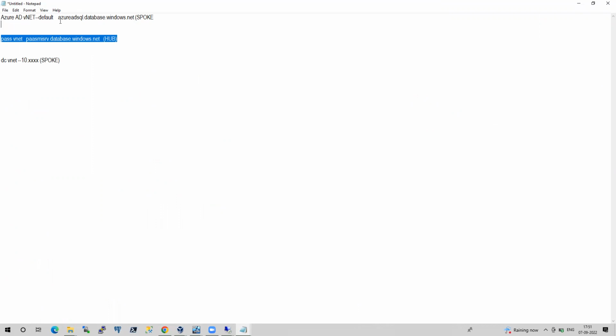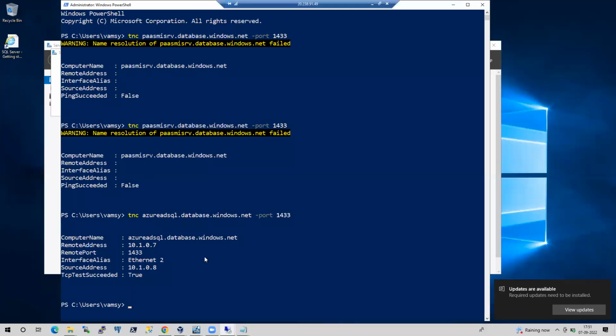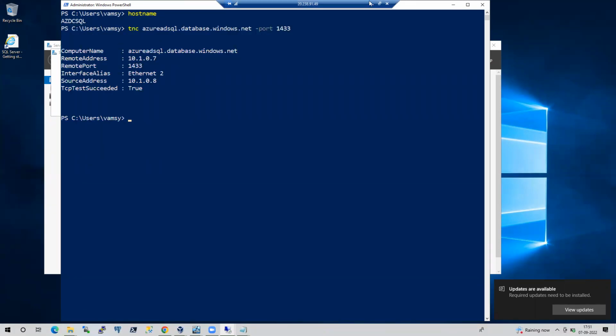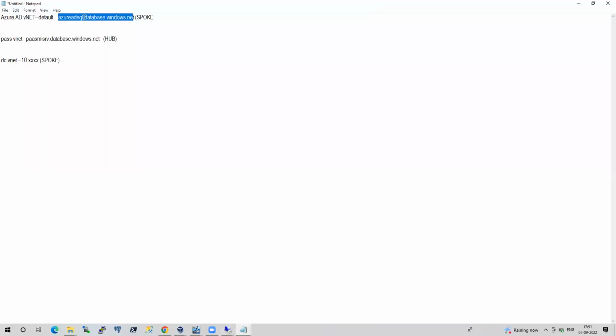Azure AD VNet is having Azure AD SQL. So I got connected to that machine. Let me show you the host name. So this is AZ DC SQL. If you see AZ, this is the AZ VNet. So here I'm able to resolve to Azure AD SQL because they are both in the same VNet.